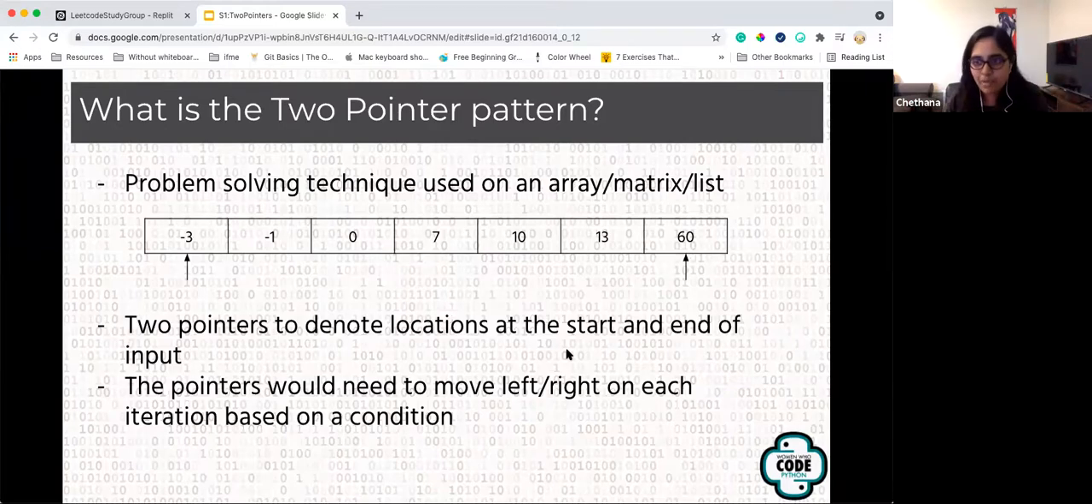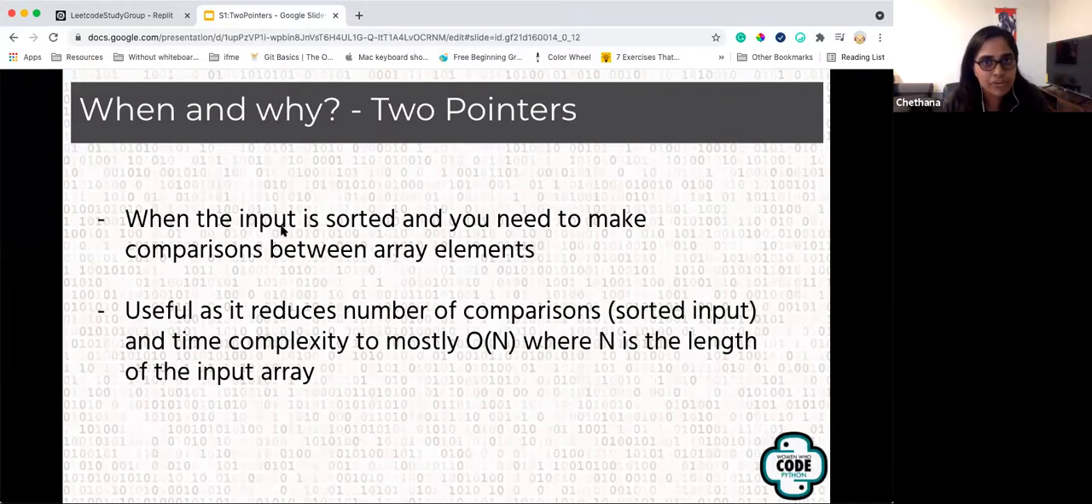That is the primary prerequisite of a 2-pointer pattern: your input array should be sorted, and you need to make some kind of comparisons between the array elements. And why should it be sorted? That's another question, in case you're wondering, because based on some kind of condition, you're going to be moving them either to the left or to the right. If you don't have any kind of organization or structuring around your input, you wouldn't really end up with good results. You're going to end up with completely wrong, opposite kind of results.